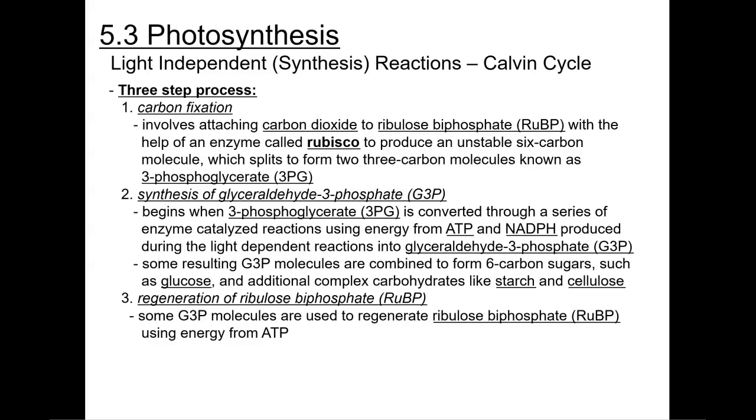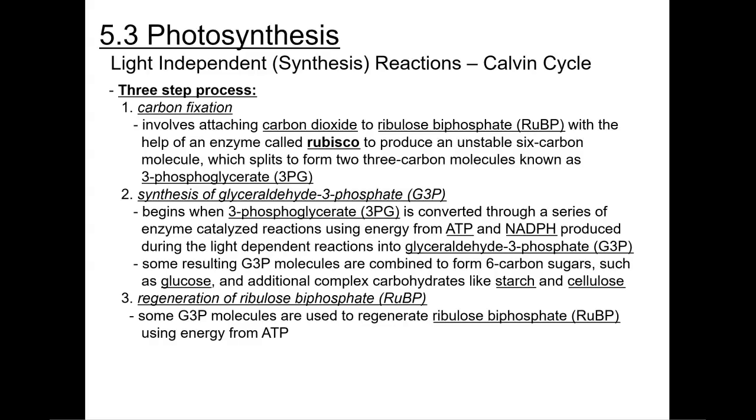It's going to be a three-step process. The first step, you have what's called carbon fixation. That involves attaching carbon dioxide to ribulose bisphosphate, or RuBP. And that's going to help to form the enzyme Rubisco. That helps to produce an unstable 6-carbon molecule, which is then going to split to form two 3-carbon molecules known as 3PG.